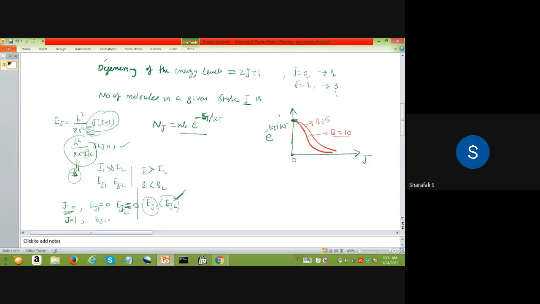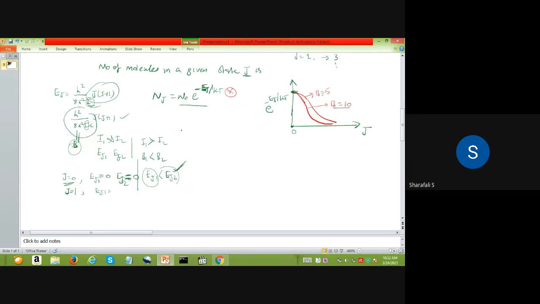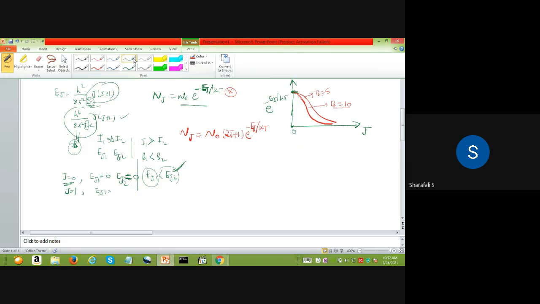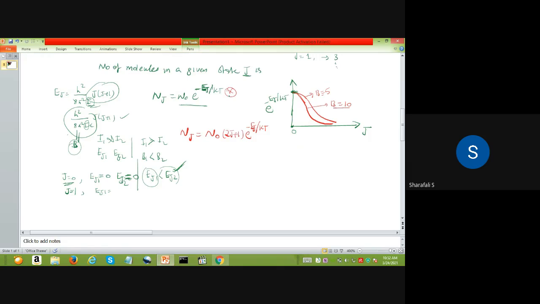But experimentally, we didn't get it like this, and it is verified that this expansion is not complete. Then we thought about the degeneracy of those states, and we included that degeneracy also in the expression. Then we get nj equal to n0 (2j plus 1) times e raised to minus EJ by kT. And when you include that degeneracy, then your spectra will come like this.